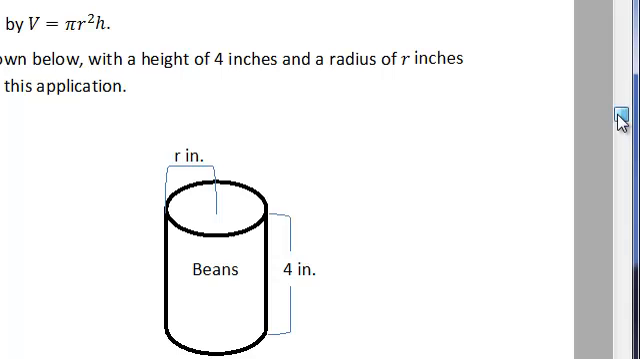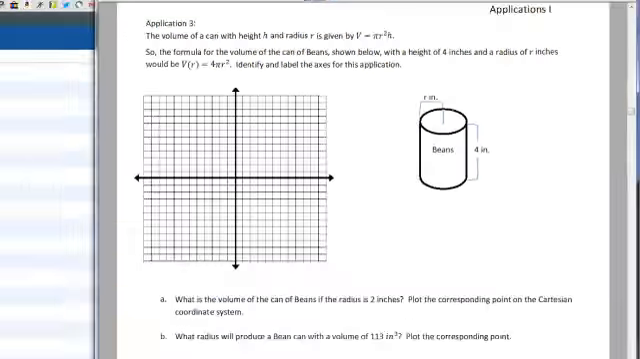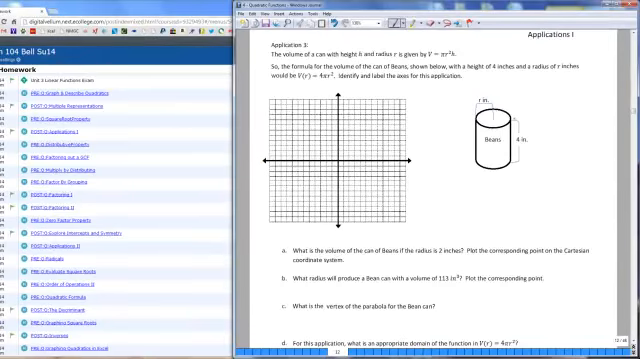Then we have a volume application. The volume of a can with height h and radius r is given by pi r squared h. So pi r squared is the area of this circle, and then when we multiply it by the height, we get a volume. So let's answer. Identify and label the axes for this application. We're going to set our height to be 4 inches. So our variables are r and v, radius and volume depending on the radius.